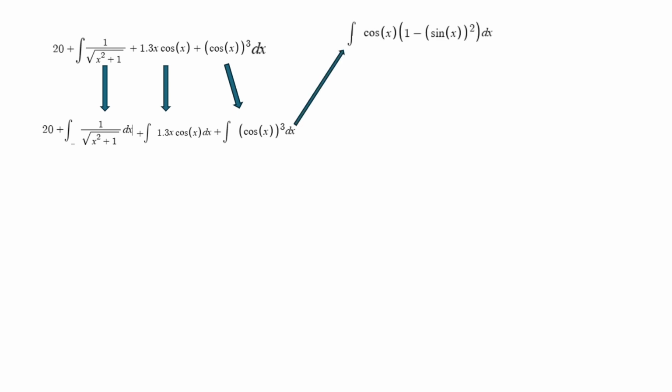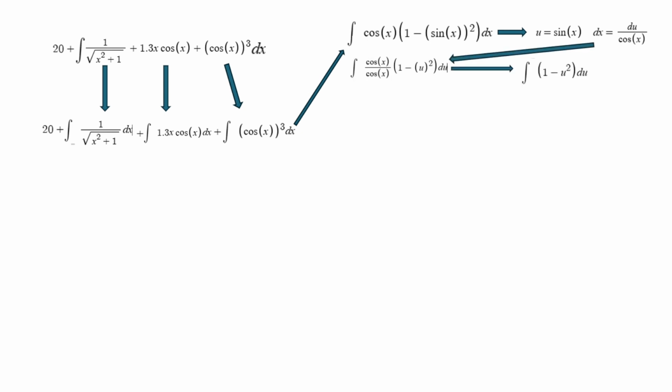And let's start with the one on the right, and we'll break cosine cubed up into cosine of x times 1 minus sine x squared, because 1 minus sine of x squared is equal to cosine of x squared by the Pythagorean identity. And then we just make u be sine of x and dx be du over cosine of x, which then cancels out a cosine and gives us that. And then we integrate that using the power rule to get that. And we can plug a to b in.